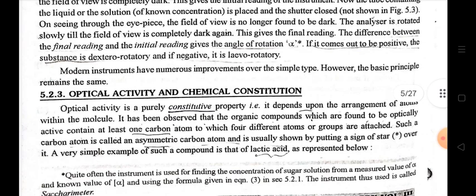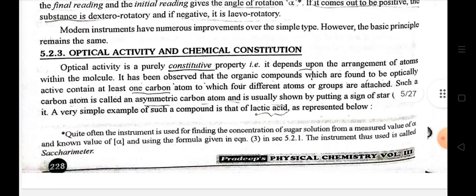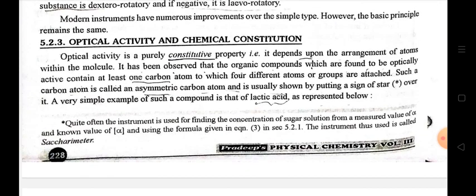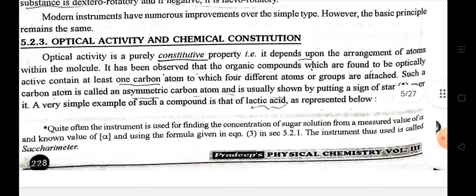Optical activity and chemical constitution. Optical activity is a purely constitutive property. It depends upon the arrangement of atoms within the molecule. It has been observed that the organic compounds which are found to be optically active contain at least one carbon atom to which 4 different atoms or groups are attached.